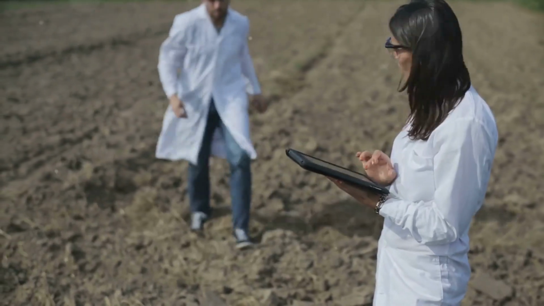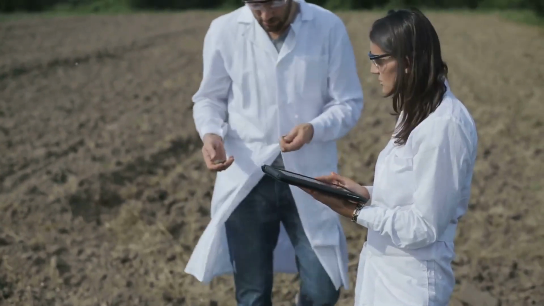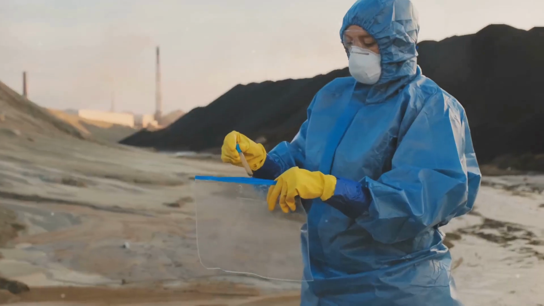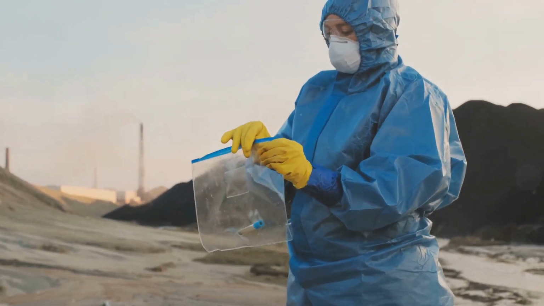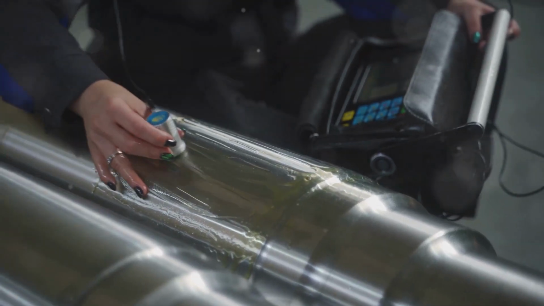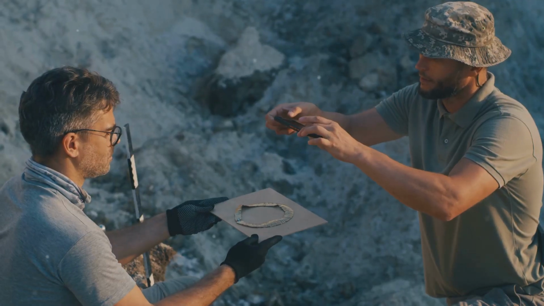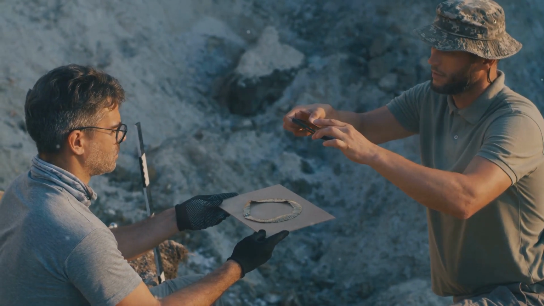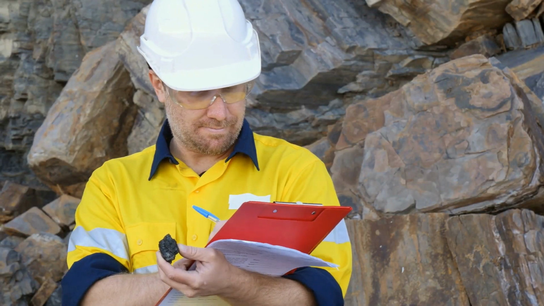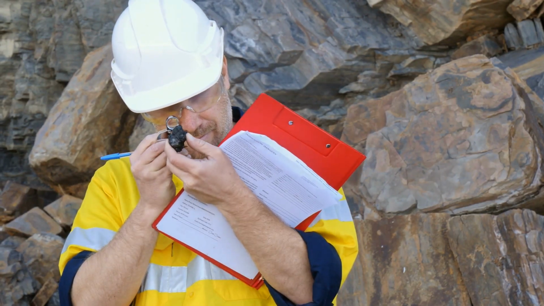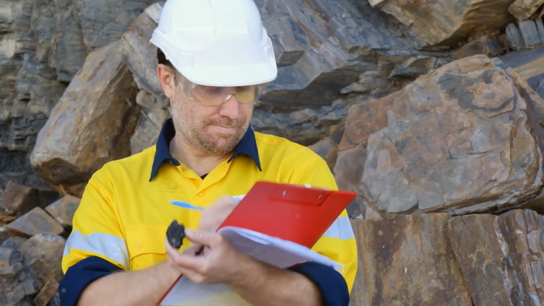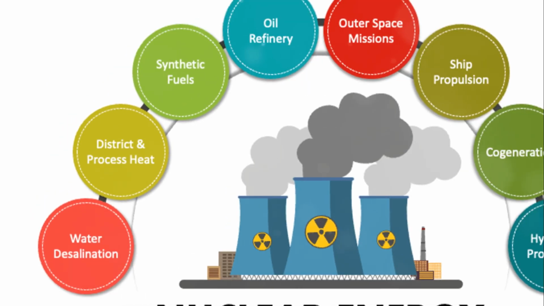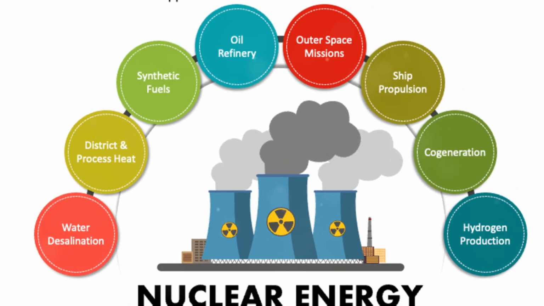In agriculture, radioactive isotopes are used as tracers to study plant metabolism and develop more efficient fertilizers. In industry, they are used for gauging the thickness of materials and detecting flaws in welds. Archaeologists use carbon dating based on the decay of carbon-14 to determine the age of ancient artifacts. Geologists use radioactive dating techniques to determine the age of rocks and study geological processes. The applications of nuclear technology are far-reaching, impacting our lives in numerous positive ways.